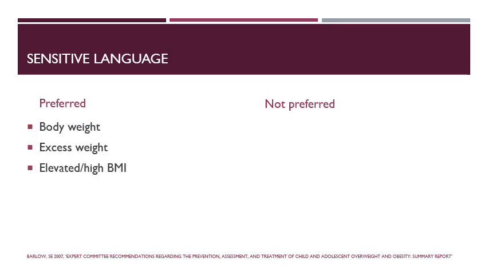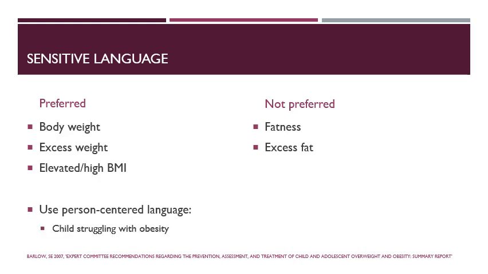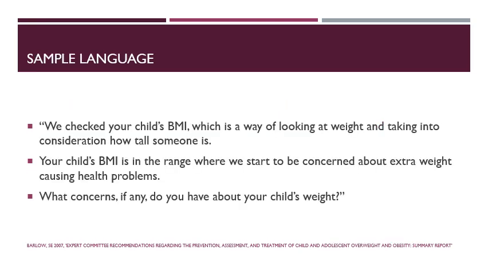Examples of preferred language would be body weight or excess weight or elevated or high BMI. Examples of not preferred language include fatness or excess fat. We want to use person-centered language. So for example, say a child struggling with obesity as opposed to an obese child, which implies that the child has an inherent characteristic of being obese.